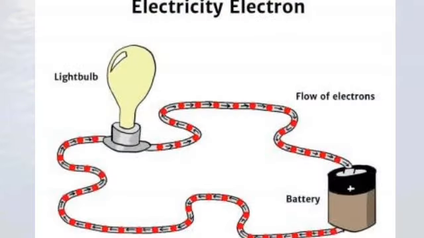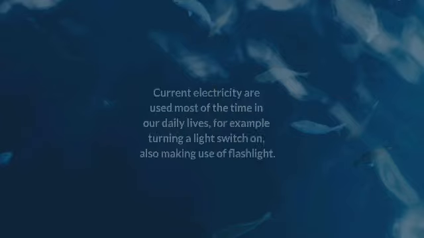As you can see in this picture, look at the battery, electrons flowing from the positive part of the battery and also the negative part of the battery to the bulb, which lights up the bulb.